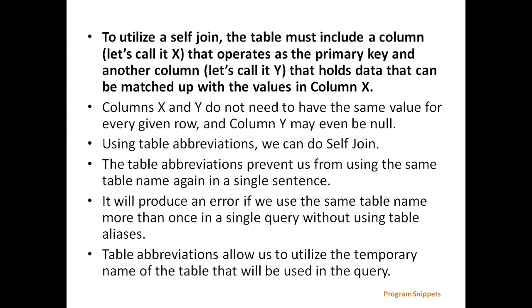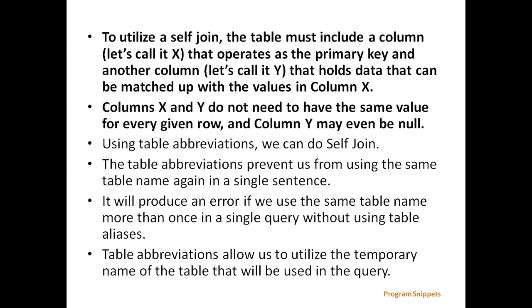To utilize a self-join, the table must include a column, with alias name X, that operates as a primary key, and another column, with alias name Y, that holds data that can be matched with values in column X. Columns X and Y do not need to have the same value for a given row, and Y may even be null.